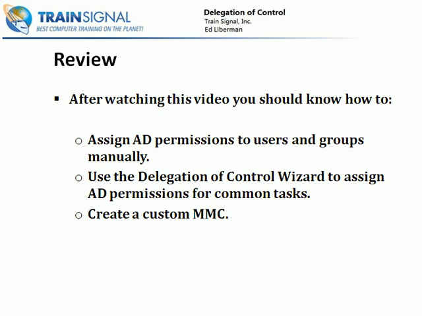And after watching this video, you should now know how to, first of all, assign Active Directory permissions to users and groups manually. But of course, as we saw, there's a lot of granularity, and along with that granularity comes power, but along with that power comes confusion. So to help alleviate some of that confusion, you should also now know how to use the Delegation of Control wizard to assign Active Directory permissions on some of your more common tasks. And then also, you should now know how to create all kinds of custom Microsoft Management Consoles for your regular users to be able to use when you delegate out some level of control to them.